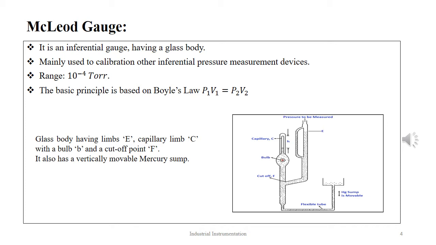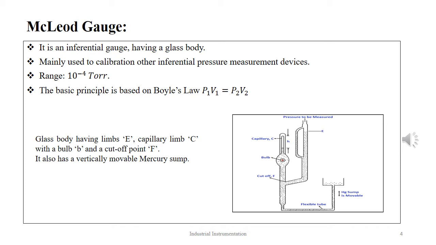Boyle's law is the fundamental working principle of McLeod gauge, which is given as P1 equal to P2V2 by V1, with P and V being the pressure and the volume and subscripts 1 and 2 denoting the initial and the final conditions. The McLeod gauge is mainly used for calibration purposes of other inferential type pressure gauges. The measurement range of the McLeod gauge is of the order of 10 raised to minus 4 torr.